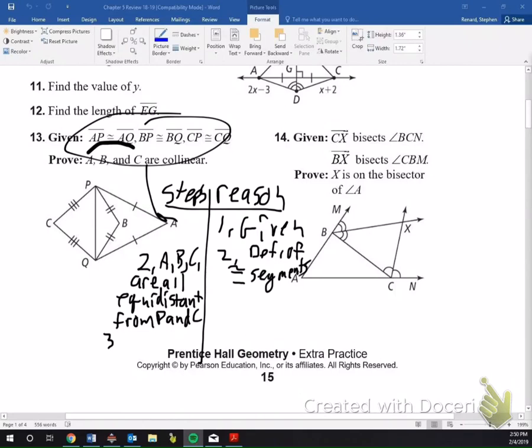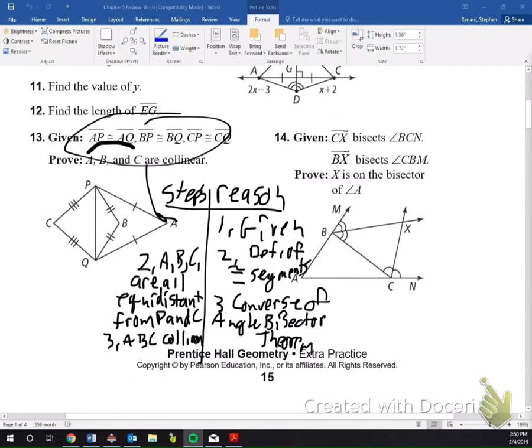So now what we're going to say is they're all collinear because, and that is the converse of the angle bisector theorem, or actually the perpendicular bisector theorem. Let me erase that and rewrite that.